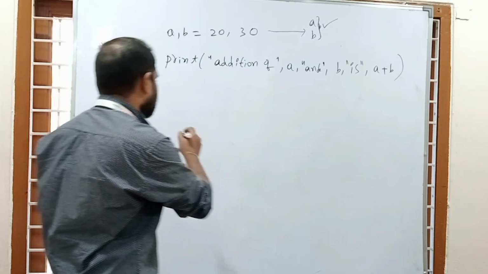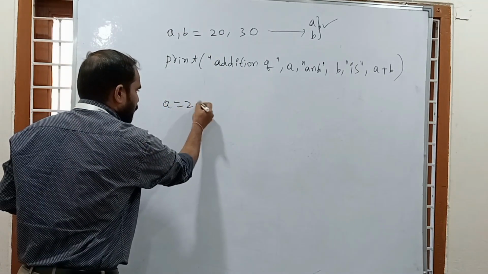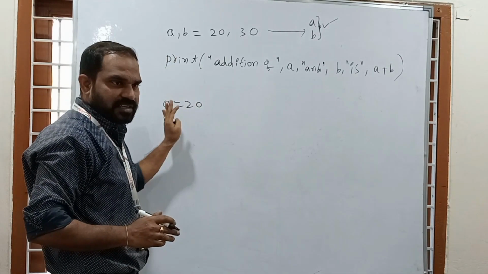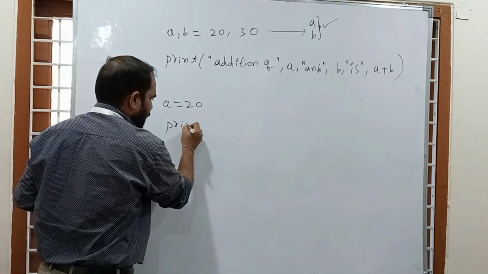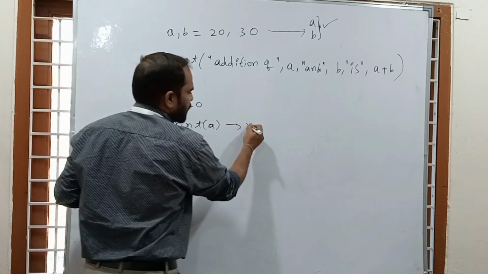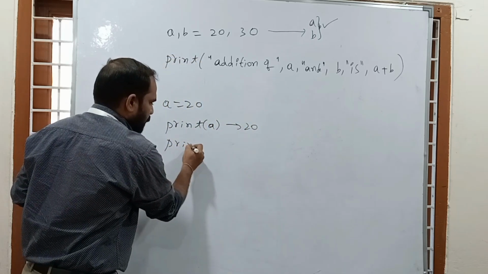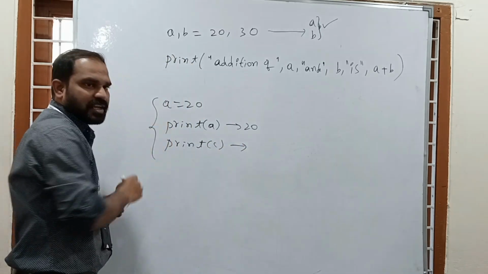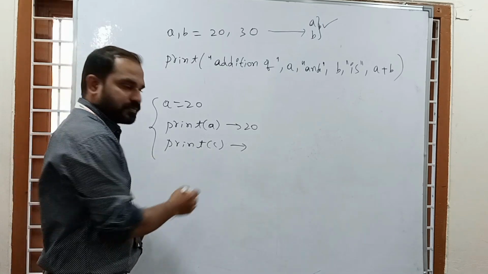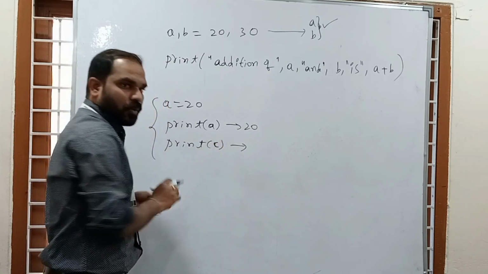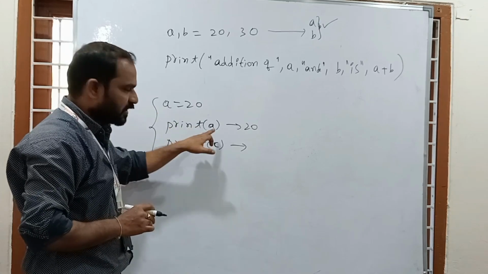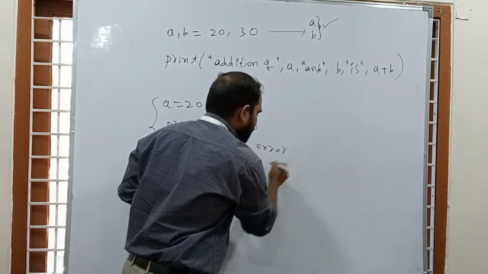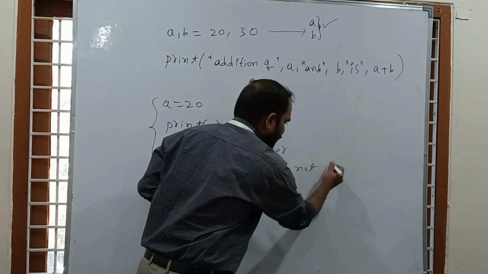For example, in this particular line A equal to 20, 20 will get assigned to A. If you print A, 20 will get printed on the screen. For example, if you print C, in this simple two-line or three-line program, is C created? Only A has been created and we are printing A. C is not yet created. Here you will get an error. What is the error? C is not defined.